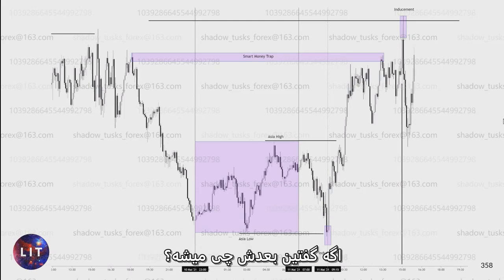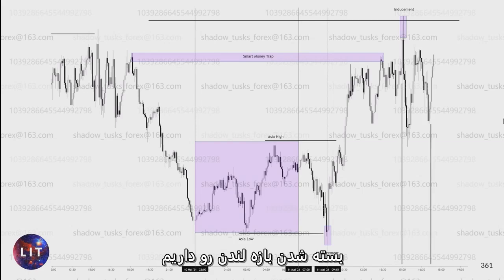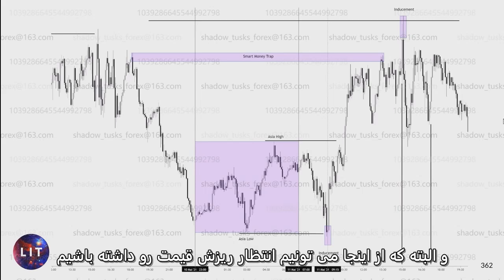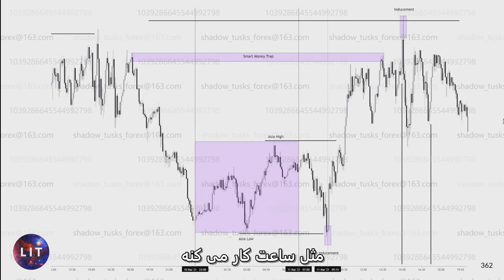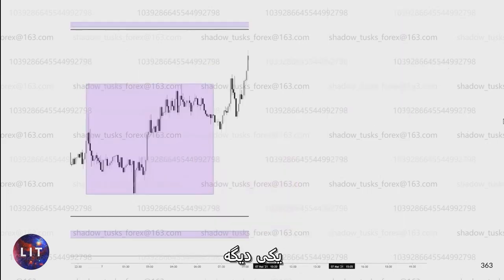Right? So guess what happens next? Pullback. Guess what happens next? London close. Mitigates out of there. Now they're done. They can continue. And obviously, after this inducement, you're expecting even more downwards. But the day's over. Okay? Easy stuff. Like clockwork.